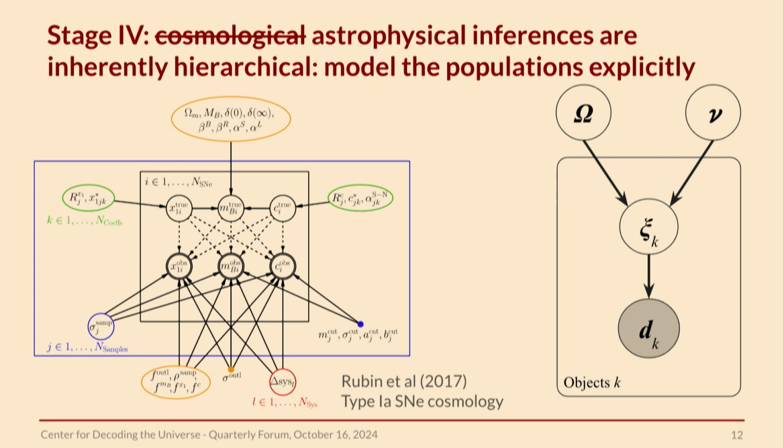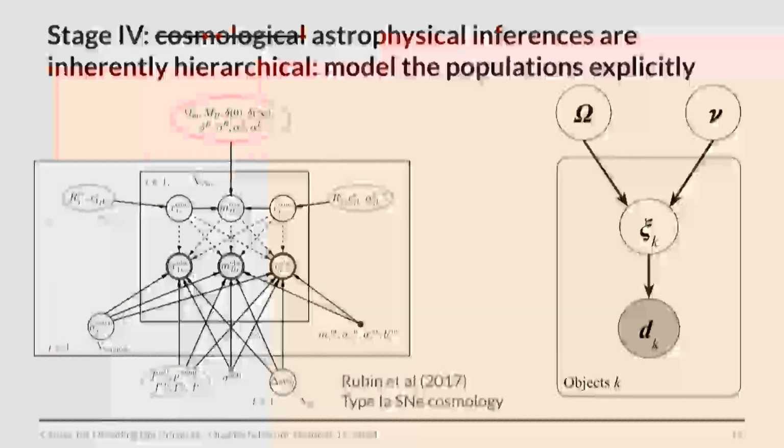Okay, so stage 4, cosmological inferences are inherently hierarchical, and so what we're trying to do is model the populations explicitly. And here's proof from the literature, a nice PGM showing the hierarchical inference from supernovae. My PGM skills only extend to much simpler versions on the right, but that's what we're doing in strong lensing. And I crossed out cosmological here because it occurred to me on the drive in this morning that I think we can claim that all astrophysical inferences are hierarchical. We're interested in the physics parameters, which are hyperparameters, not the individual objects, which typically we don't really care about.